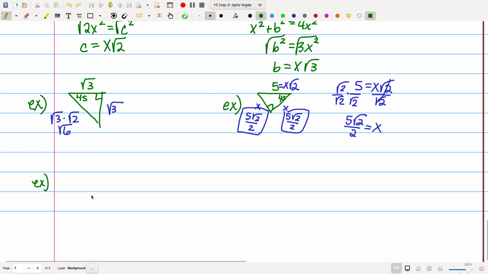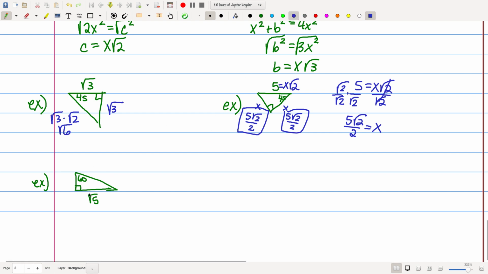So let's say I have a 30, 60, 90. So this is 60, so this will be my longer leg, my shorter leg, and my hypotenuse. And I'm going to go ahead and give you my longer leg is the square root of 5. So I need to find my short leg and my hypotenuse.